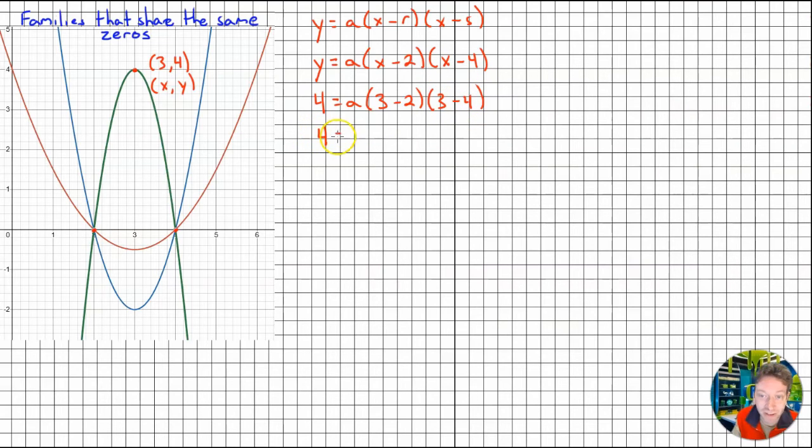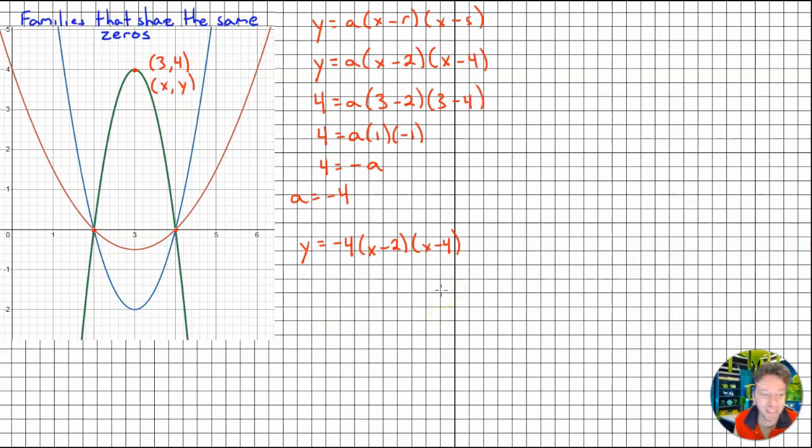Then we just need to solve for a. So we have a times, this is 1, and 3 minus 4 is negative 1. So that's 4 equals negative a. So if we solve for a, we get a equals negative 4. So our equation for the green parabola is therefore y equals negative 4, that's a terrible 4, there we go, times x minus 2 times x minus 4. That's all there is to it.